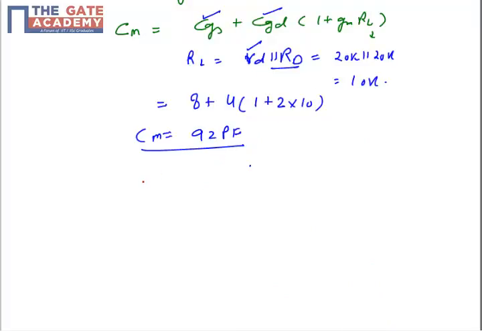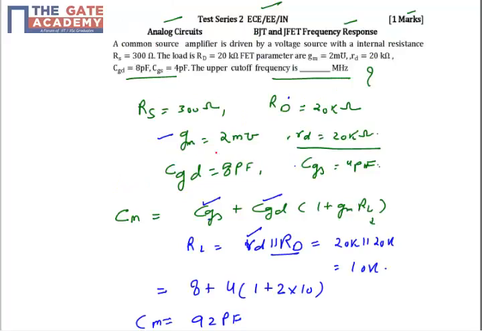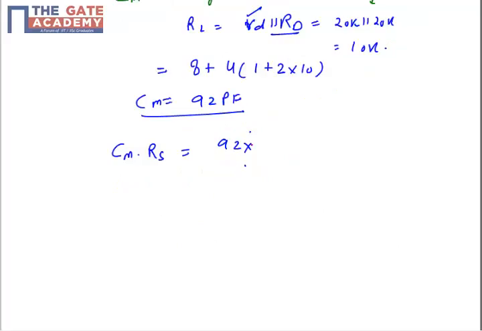So we know that the time constant of my circuit will be CM into RS, the source side resistance. That is 92 into the RS value, which is given to us as 300 ohm or 0.3 kilo ohms. It will be 92 into 0.3, which is 27.6 into 10 raised to the power minus 9 seconds. It will be 10 raised to the power 3, it will be 10 raised to the power minus 10. In total we will have 10 raised to the power minus 9.